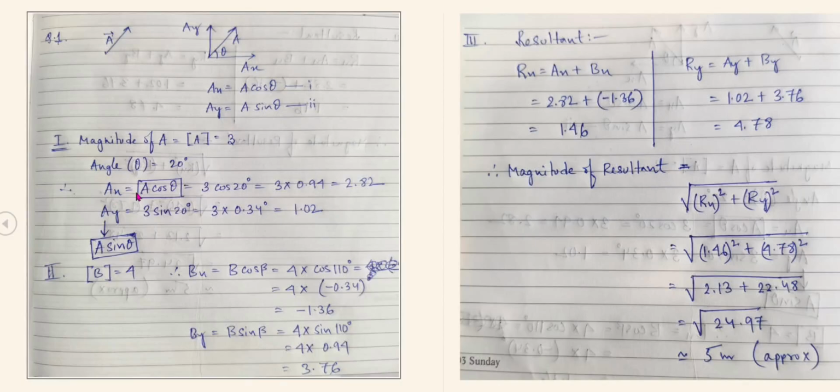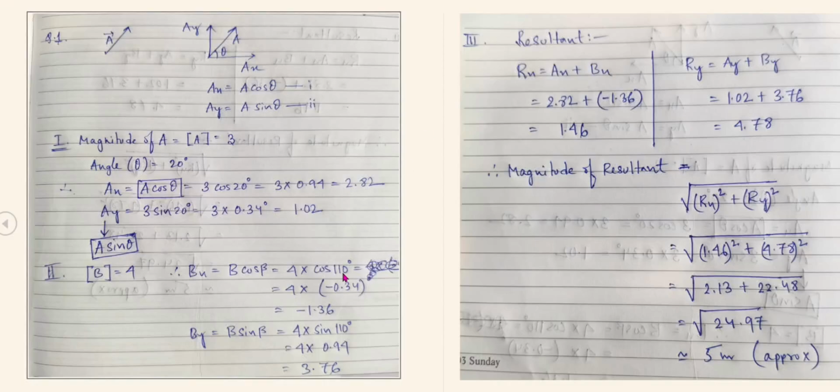Finding Ax, it can be written as A cos theta, and putting the values given in the question, we got 2.82. Likewise, we find Ay, which comes out to be 1.02. Similarly, we find Bx and By. Bx is minus 1.36 and By comes out to be 3.76.